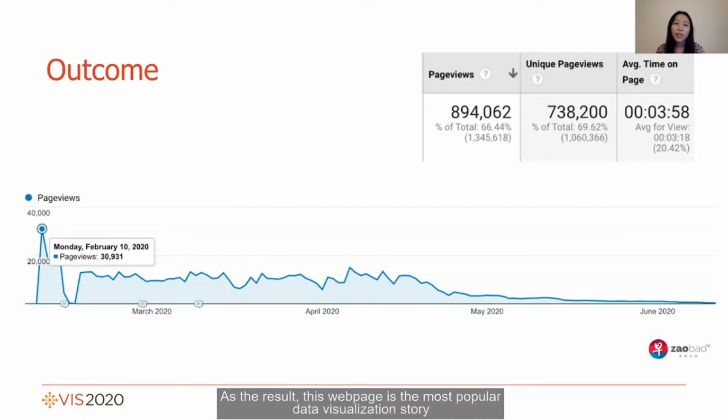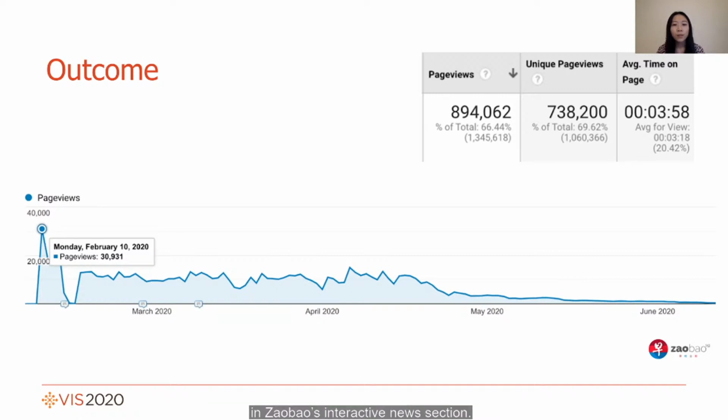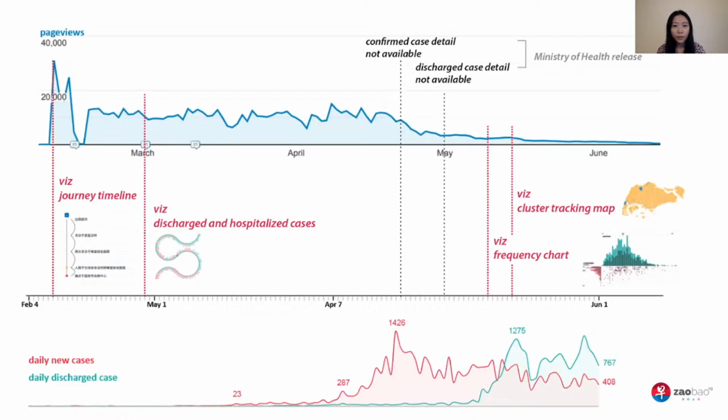As a result, this web page is the most popular data visualization story in Taobao's active news section. We stop updating the data for this web page when Singapore ends its circuit breaker measures on June 1st in a phased approach to resume activities safely. Although many other factors affect the page views, it got an average of 10,000 daily views for 2 months until the government stopped providing detailed data.